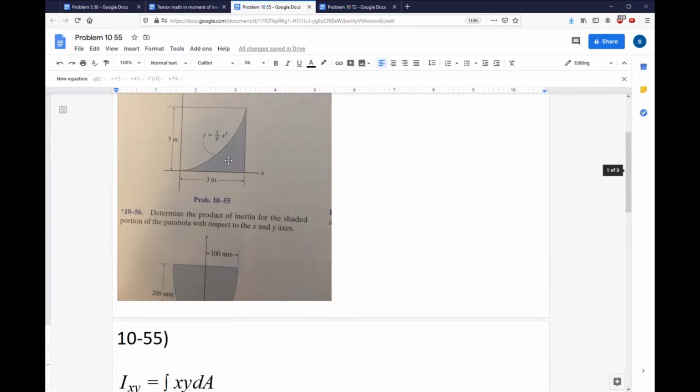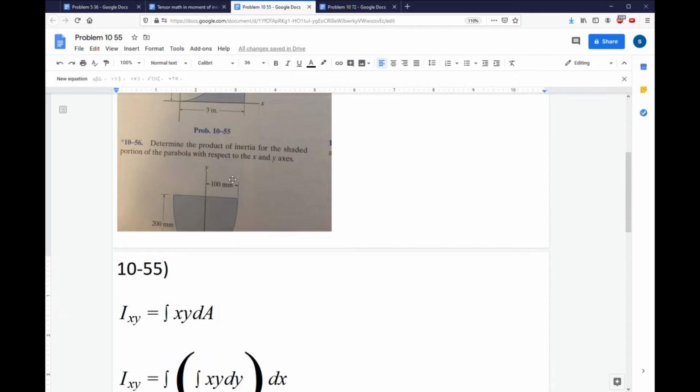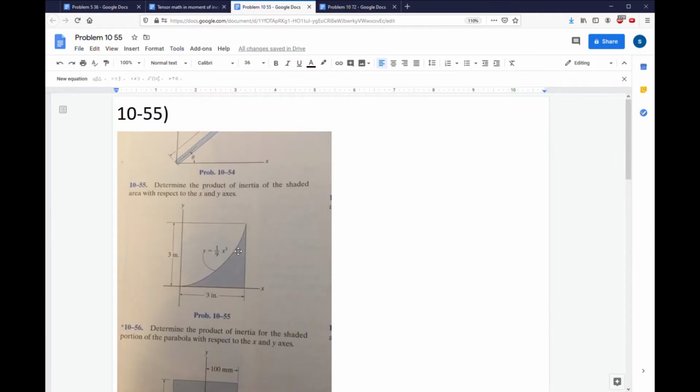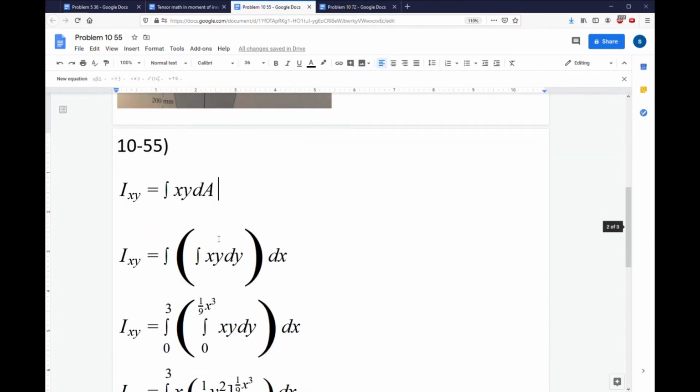So in this area integral, each piece, we can think of it as a square with width dx and height dy. So the integral dA is equal to the double integral dx dy. Now, because of the way that it's set up, I'm going to do dy dx. It's the same thing. You'll get the same answer, but this way it is a little bit easier. So Ixy is equal to the integral of xy dy dx.